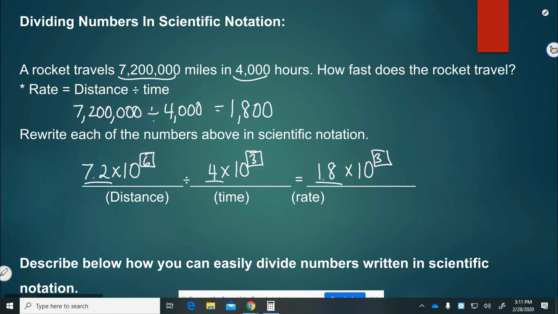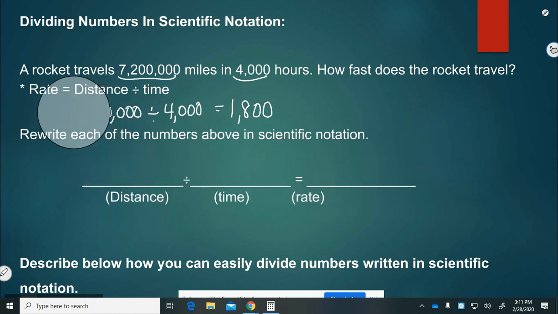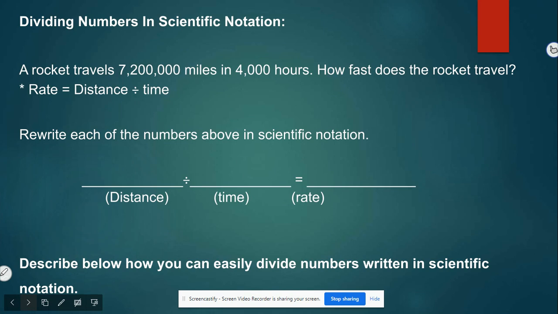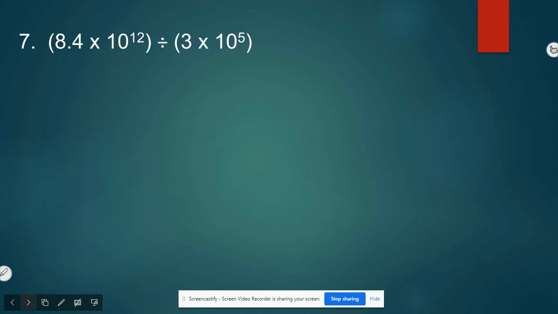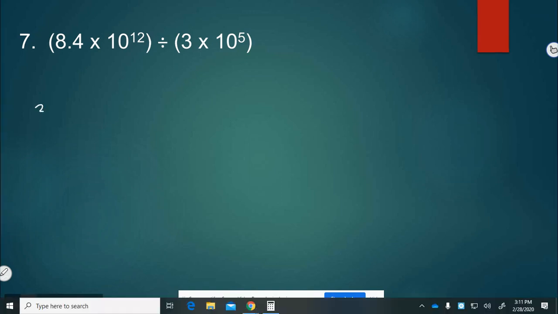If 7,200,000 divided by 4,000 is 1,800, then 7.2 divided by 4 would be 1.8. So the trick here, again, like our exponent rule, is that when we're dividing, we subtract the exponents. So let's try some. So in number 7, we have 8.4 times 10 to the 12th divided by 3 times 10 to the 5th. So we're going to start with dividing.